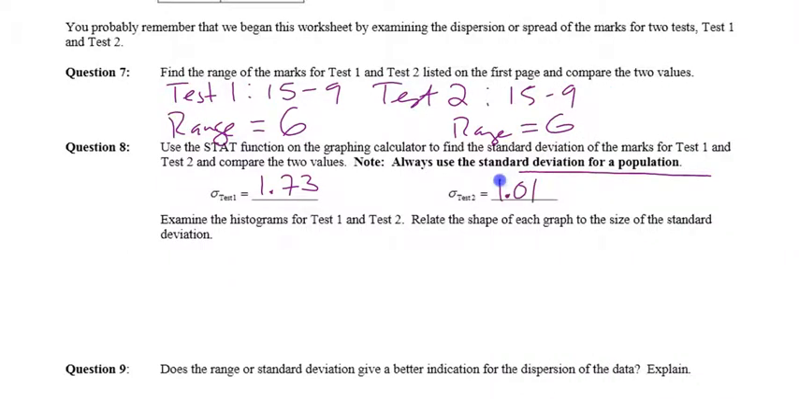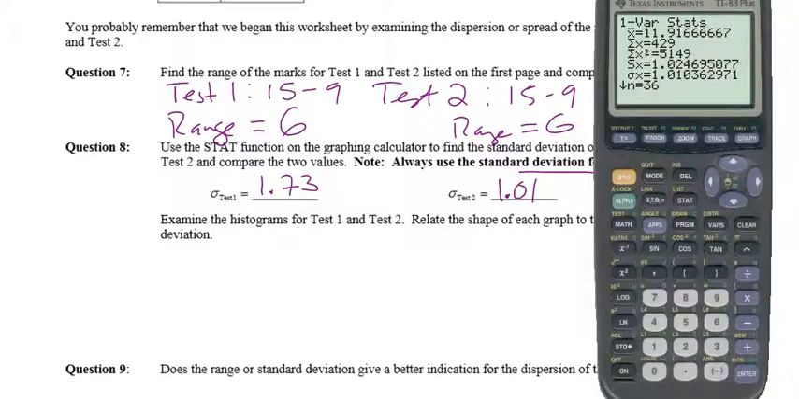Examine the histograms for test 1 and test 2. Relate the shape of each graph to the size of the standard deviation. Okay, so we could just sketch those out, right? Turn this plot back on. It's already set as a histogram for L1, L2, so I'm just going to hit graph.